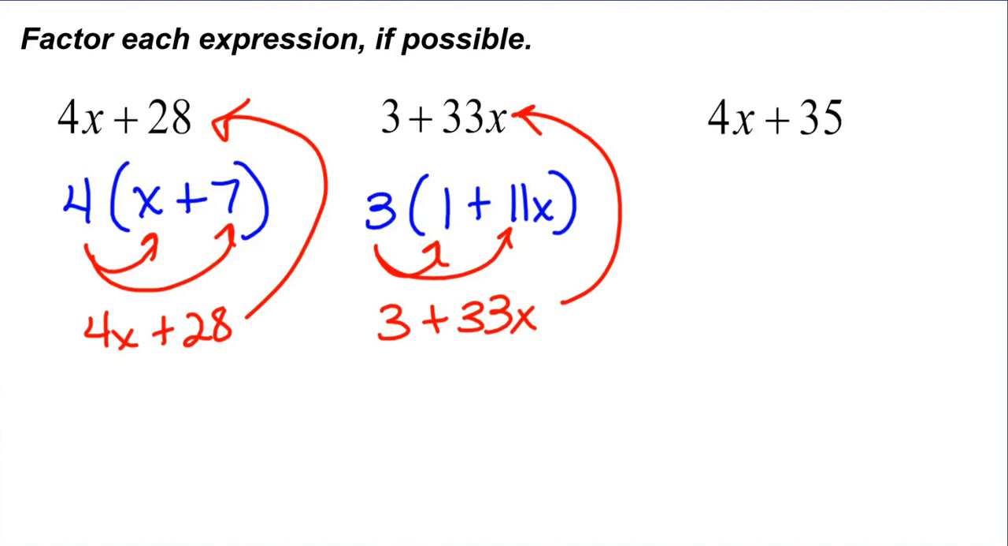Next one, 4x plus 35. Greatest common factor of 4x and 35 is 1. So I'm not going to factor a 1 out. These do not have a greatest common factor. These are what we call relatively prime numbers, so we're just going to write cannot factor when that's the case. Sad. Okay, so if you have an expression that can't be factored, don't force it. Just write cannot be factored.